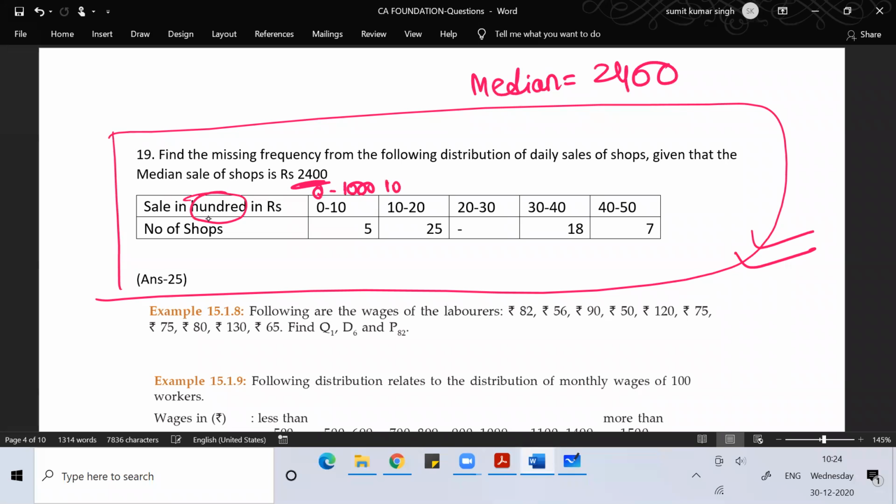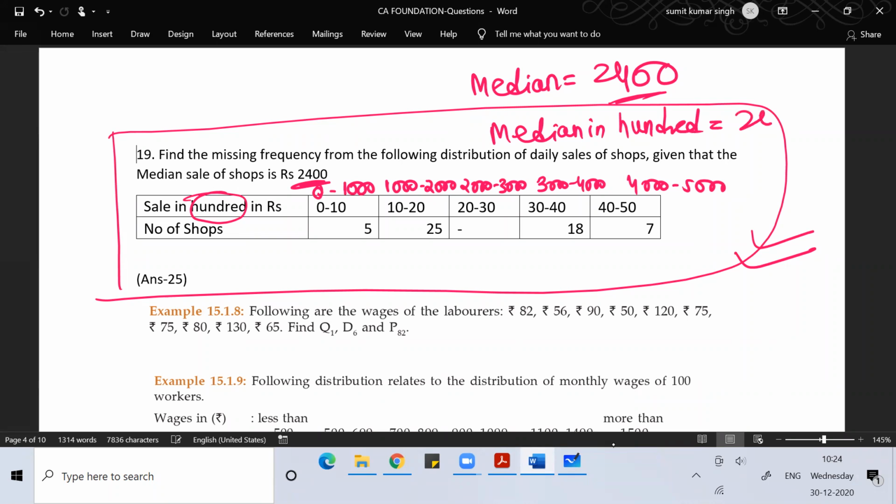This is actually 1000 to 2000. This is actually 2000 to 3000. This is actually 3000 to 4000. This is actually 4000 to 5000. Either you write like this or you can write median in 100. Sorry, I was writing 1000, I was telling it is 100. The median in 100 is 24. Please understand, median is given 2400.